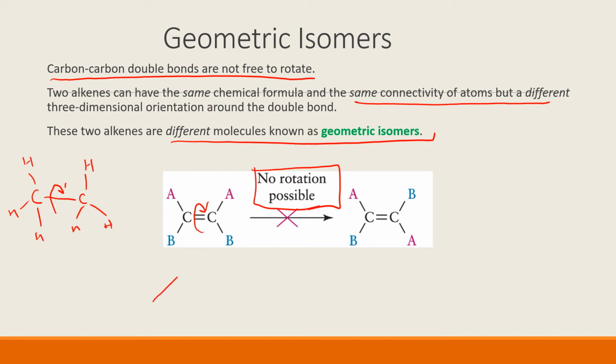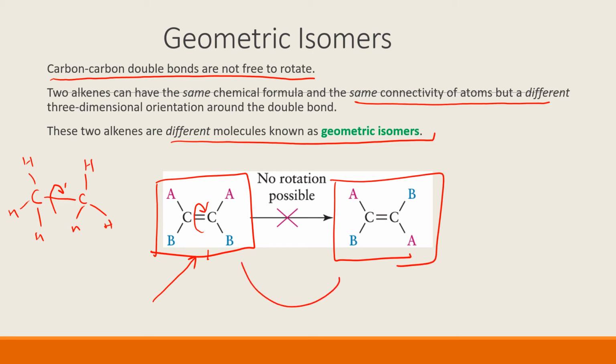So as shown in this picture, because going from left hand side to right hand side is not possible, therefore the compound shown on the left hand side and compound shown on the right hand side, these two compounds are different molecules. Why they are different molecules? Because their interconversion is not possible, because rotation around the carbon-carbon double bond is not possible, so therefore they cannot be interconverted into each other, hence they are different molecules.